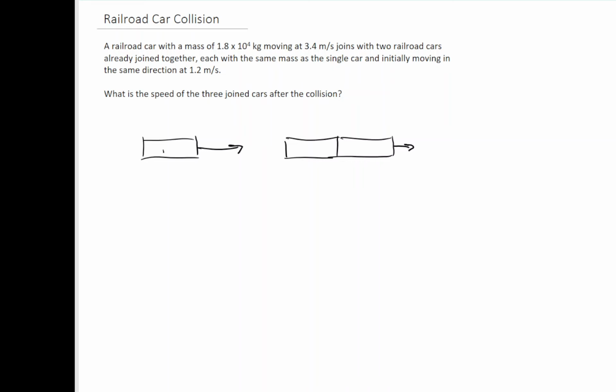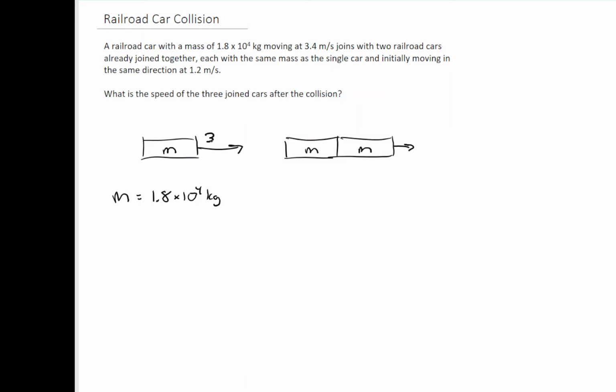I'm just going to put M here as the mass of that car. And it turns out these other two also each have a mass M. Now, they tell you that the mass of a single car, M, is 1.8 times 10 to the 4 kilograms. It's got it in scientific notation. That would be 18,000 kilograms. If you prefer to write it that way, you can, but I'm going to keep it as it is.